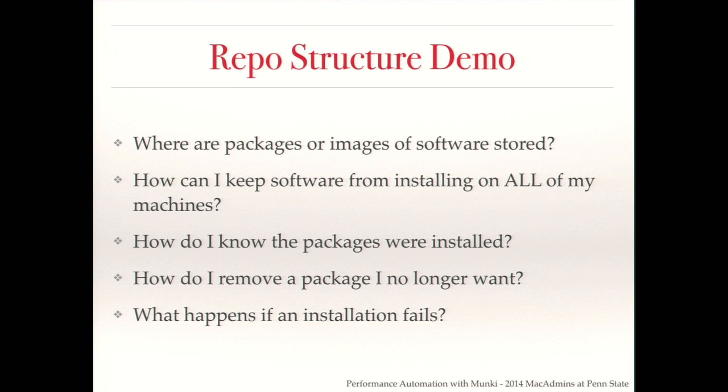What happens if an installation fails? Well, Munki writes a log that reports back to the server if you have a web tool used to report on that, and also writes to the log on the system and says why it failed. And then Munki will continue to try. So if it couldn't mount the disk image, the next time it runs, it'll try again until it succeeds.